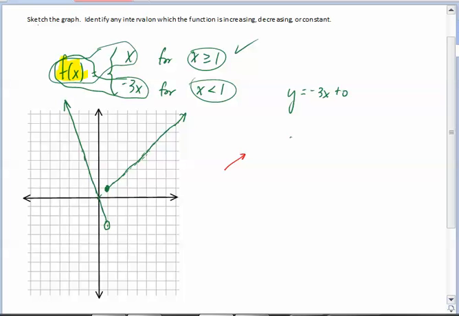Directions say sketch the graph. We did that. Identify any interval on which the function is increasing, decreasing, or constant. Let's see, where is this function increasing? The function is increasing on the interval, going through at 1, from 1 to infinity.